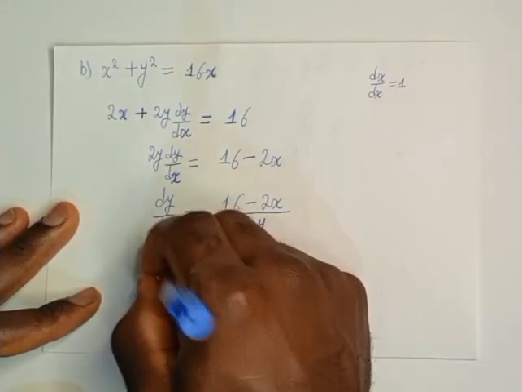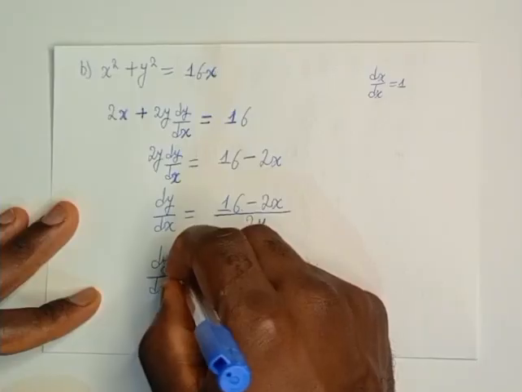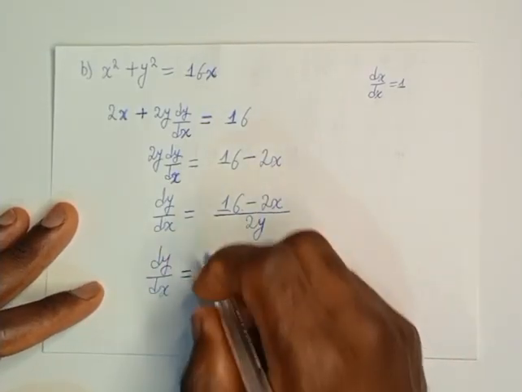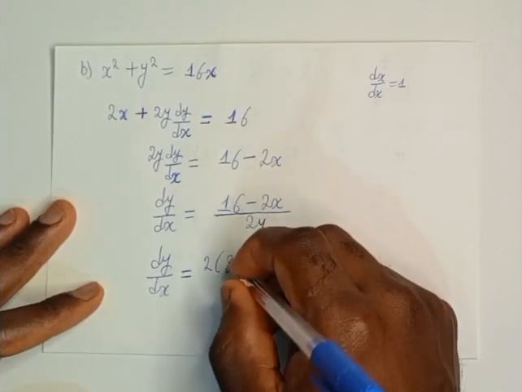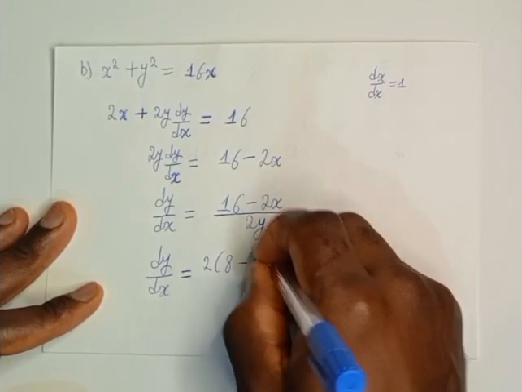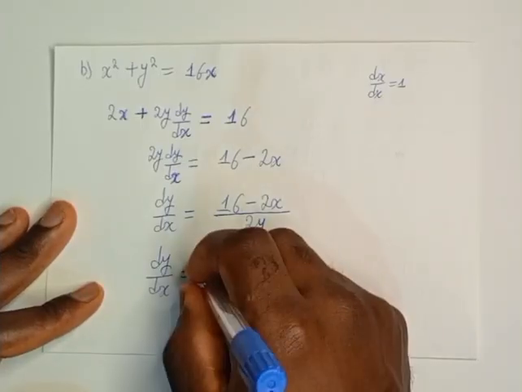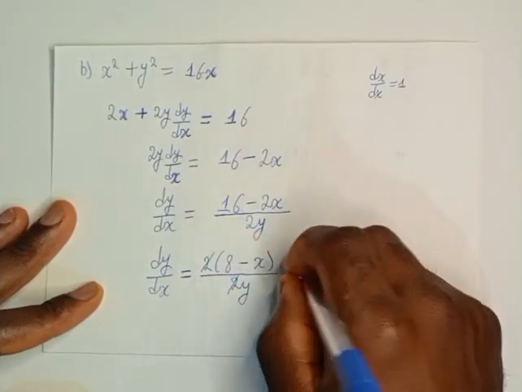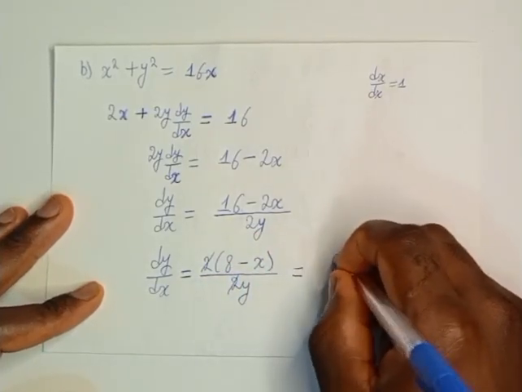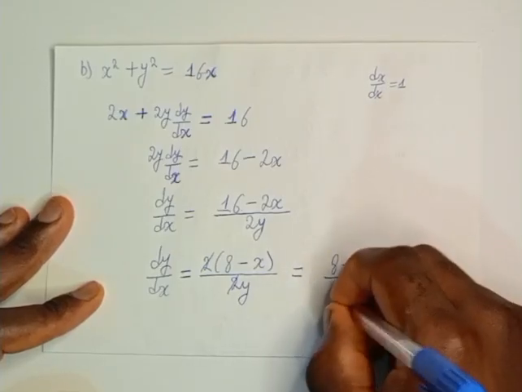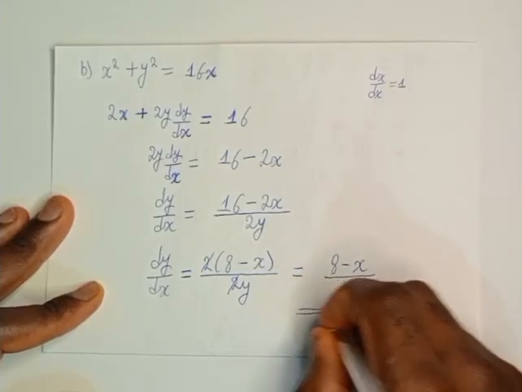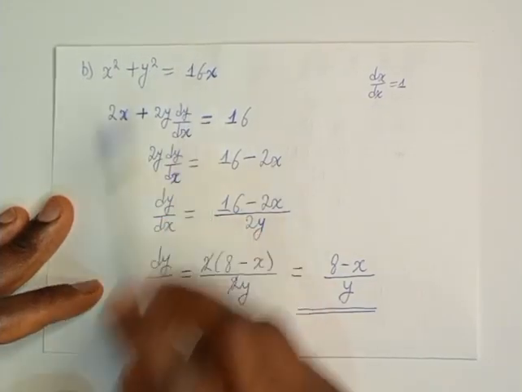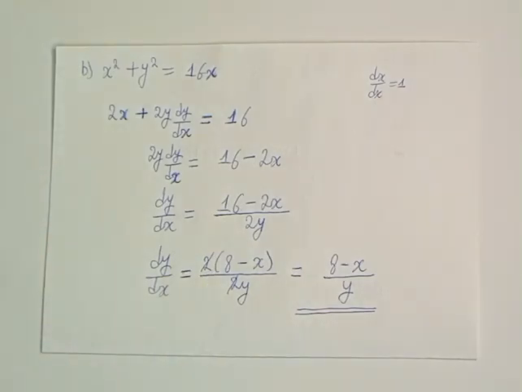which is the same as saying dy on dx is equal to, at the numerator we can factor out 2. 2 times 8 gives us 16, 2 times negative x gives us negative 2x, all over 2y. The 2's will strike off. This will give us our dy on dx equal to 8 minus x all over y. This is the derivative of x squared plus y squared equal to 16x. We are done with the differentiations.